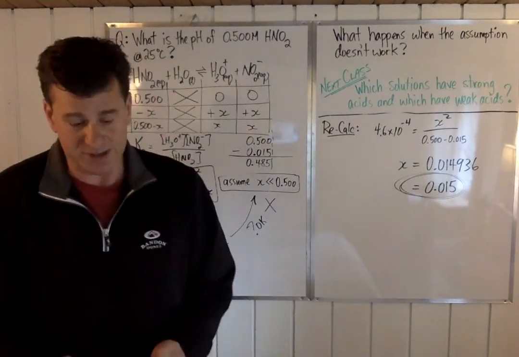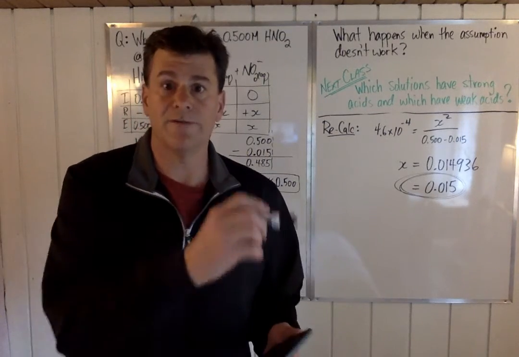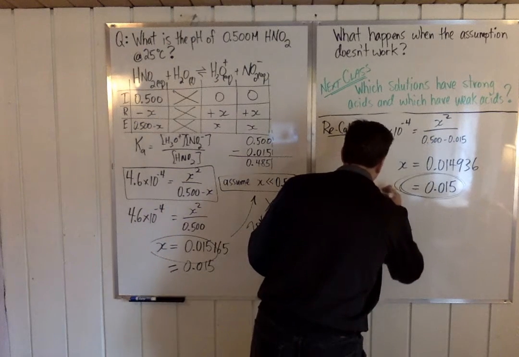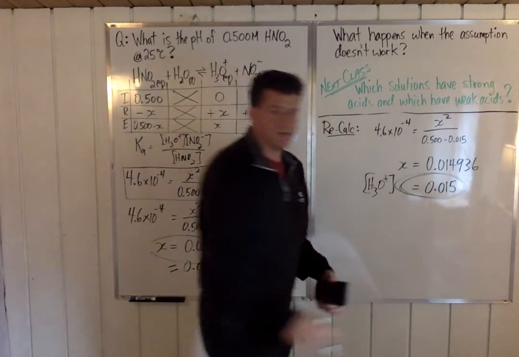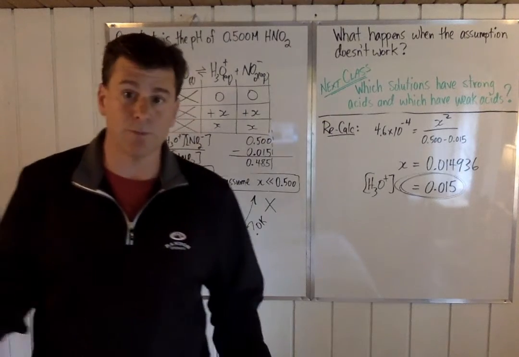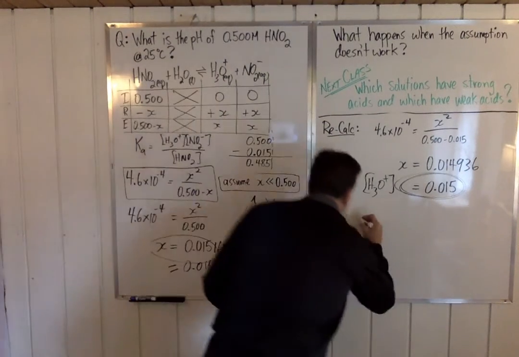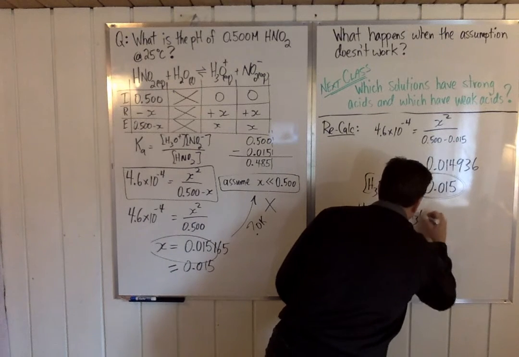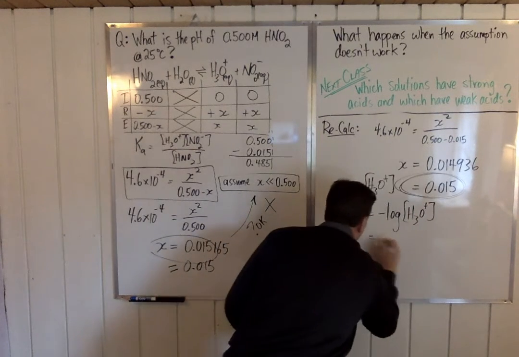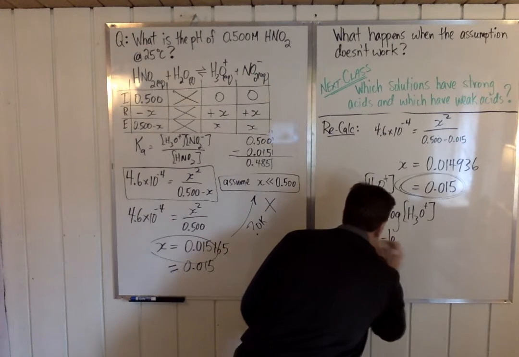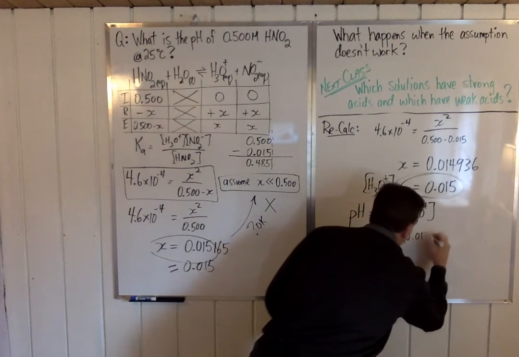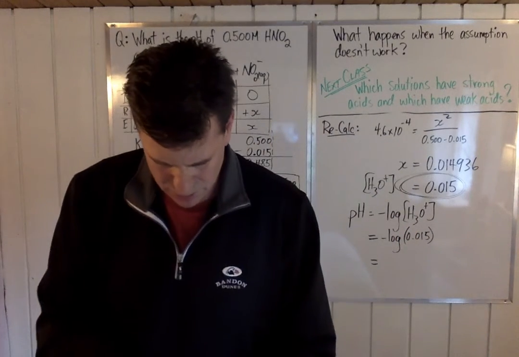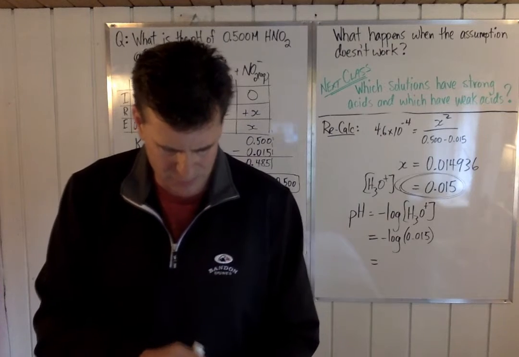So now I've got 0.015 as my molarity, right? So that is now the hydronium. That is your answer. Okay, I did one recalculation, I'm done. So now the pH is the negative log of the hydronium, which is the negative log of 0.015.